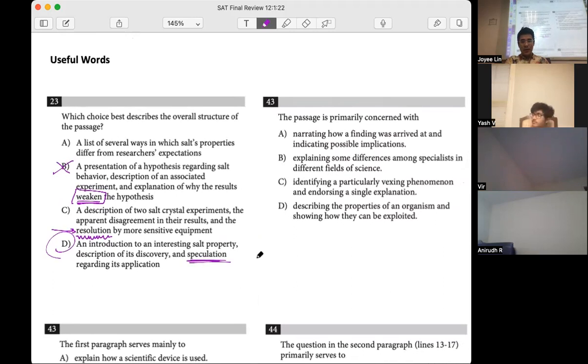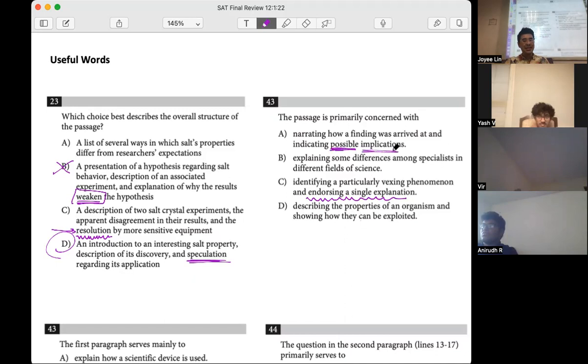Okay, 43. Which one's a good answer for that one? Which 43? Oh, this one. But endorsing a single explanation, why would they endorse it? Yes, phenomenon, but again, Jen's right. Endorsing a single explanation. You do not do that in science, because then you're the guy who always gets everything wrong. Did I say history? I meant science. You do not endorse a single explanation.